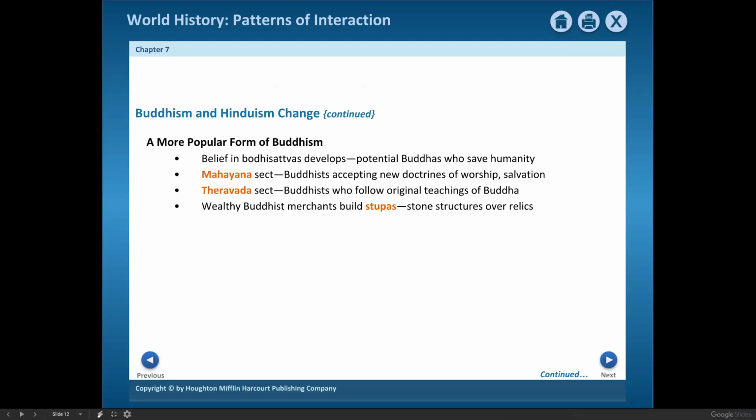The forms of Buddhism. The Buddhist idea is to save humanity. That's the whole thing. That's an important key part. I'm going to touch on just the key parts of this. The idea is to save humanity.